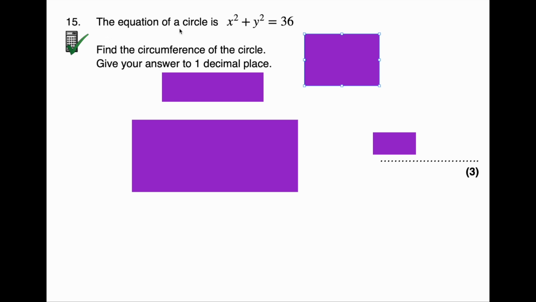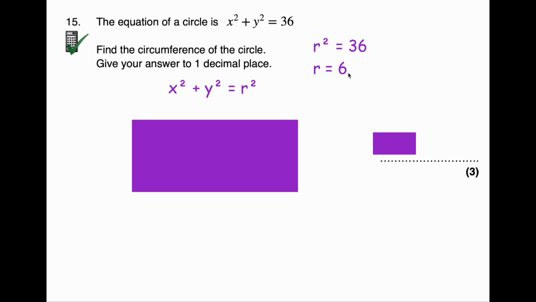So we've got the equation of a circle, x squared plus y squared equals 36, and we've been asked to find the circumference of the circle, giving our answer to 1 decimal place. First of all, the equation of a circle is in the form x squared plus y squared equals r squared. So we can find the radius: if r squared is equal to 36, then the radius must be 6, because 6 squared is 36.